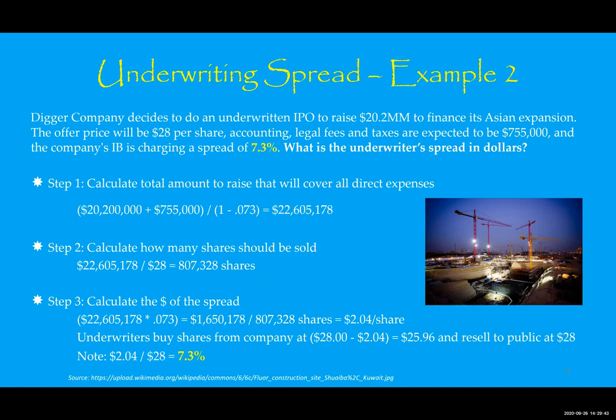So in other words, when the underwriters buy the shares from the company and then turn around and resell them to the public at $28, the difference between those two is $2.04 per share. So the underwriter spread in dollars is $2.04. Notice that if you took the $2.04 and you divide it by the offer price of $28 per share, you get the underwriting spread in percent, which is 7.3%.